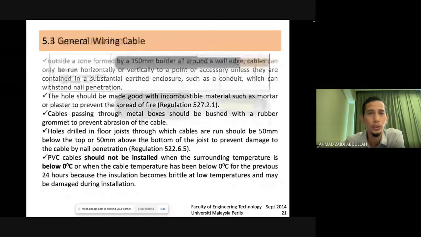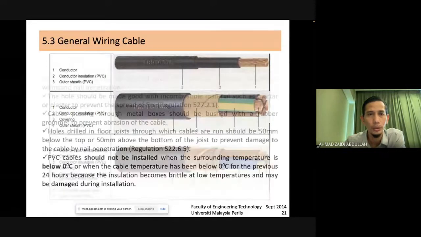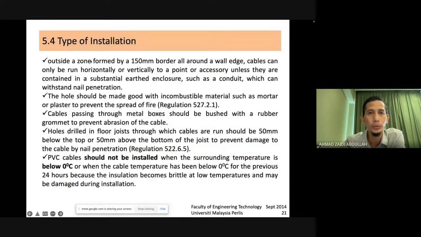So normally nak senang we provide the conduit lah, senang. And then outside zone, mana dia? Outside zone formed by 150 mm border round wall edge, cable can be run horizontally. Okay. And then the rest of the hole should be made good with incombustible material as mortar. Yang ni cara dia nak buat apa? Lubang kan, laluan untuk kabel tu.